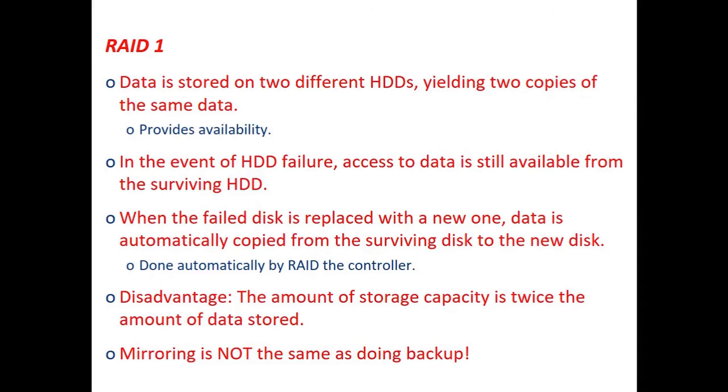Now the next RAID level that we have is RAID 1. In RAID 1, the data is stored on two different hard disk drives, yielding two copies of the same data. As we had discussed in the previous video, we had discussed something called the mirroring technique. This RAID 1 uses the mirroring technique. So it yields two copies of the same data. One data is created, stored, and its mirror data is also stored at the same time.